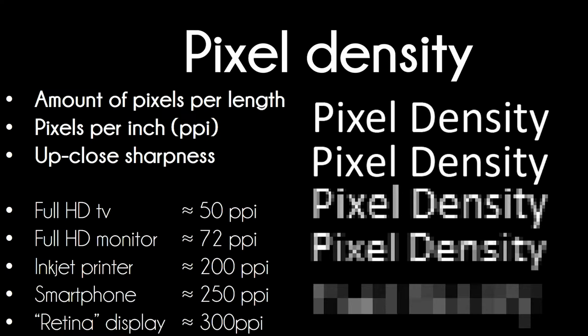Now you might have heard of a Retina display. That's a marketing term invented by Apple. But a Retina display has a pixel density of about 300 pixels per inch. If you go up to a 300 pixels per inch screen and get really up close, you can maybe sort of make out the pixels, but from a normal viewing distance, you can't see the pixels anymore. They're just too small. So there's really no point in going any higher in your pixel density than 300.